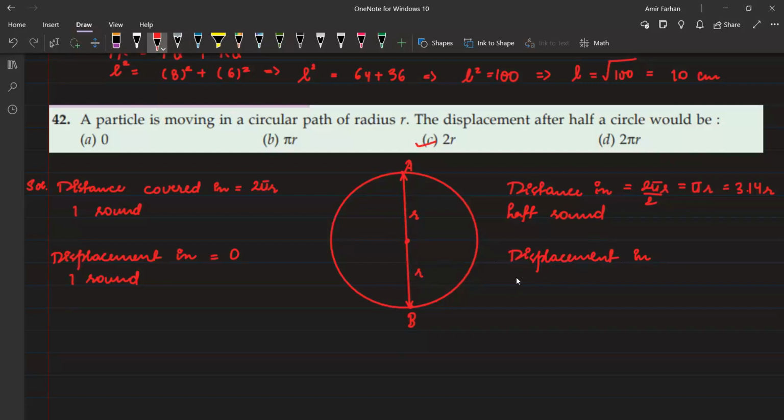But according to the definition of displacement, if two paths are present, the shortest path will be considered as displacement. And if only one path is present, that path will be taken as the displacement as well as the distance, because no other path is present.